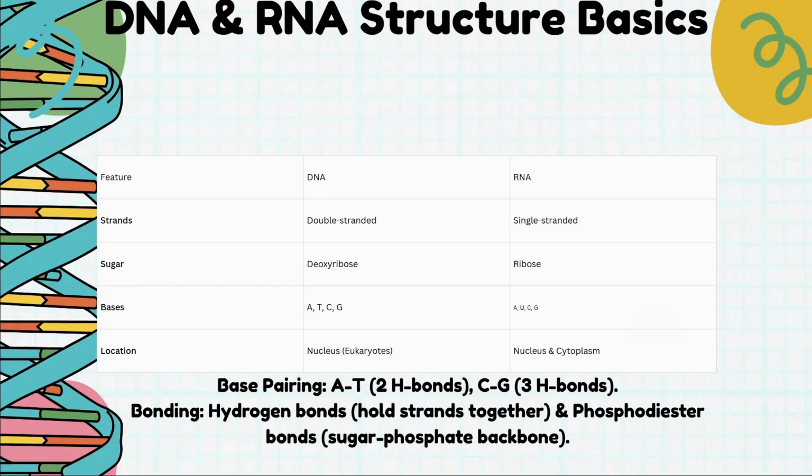DNA and RNA structure basics. So the base pairing is A to T, with 2 hydrogen bonds, and C to G, with 3 hydrogen bonds. These hydrogen bonds hold the strands together, and phosphodiester bonds are part of the sugar-phosphate backbone.